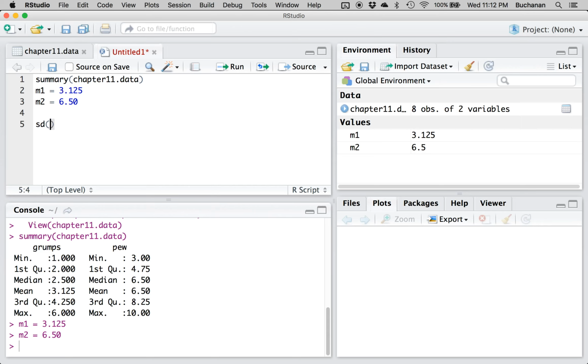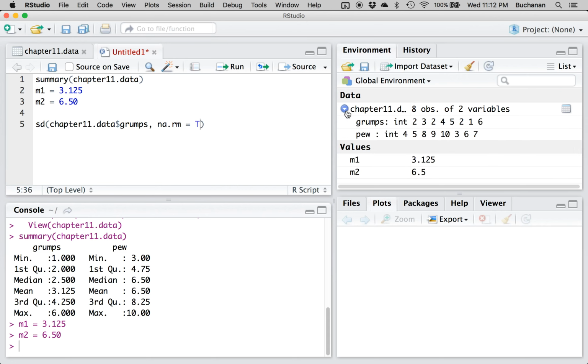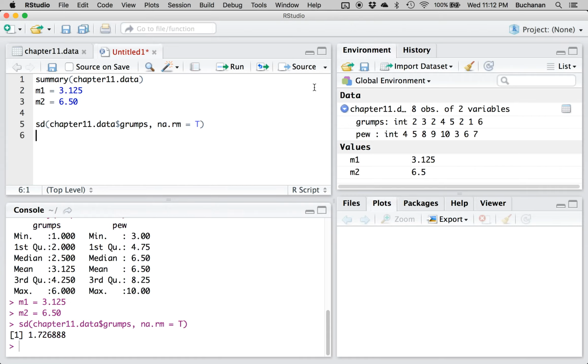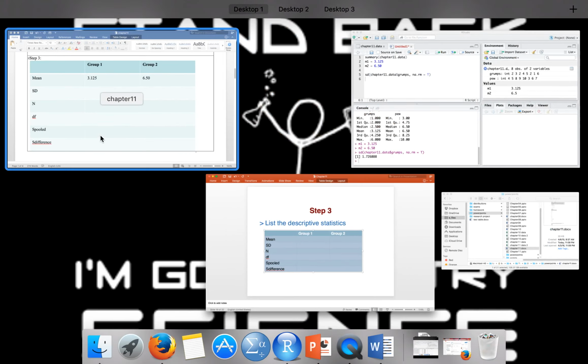To get my standard deviation, I'm going to do SD of each column separately. Don't do the entire data set. I'm going to say NA.RM equals true because if I have unequal sample sizes, it will assume that some of the columns are missing. I don't right now, but just to get yourself used to it. So the first standard deviation is 1.73.